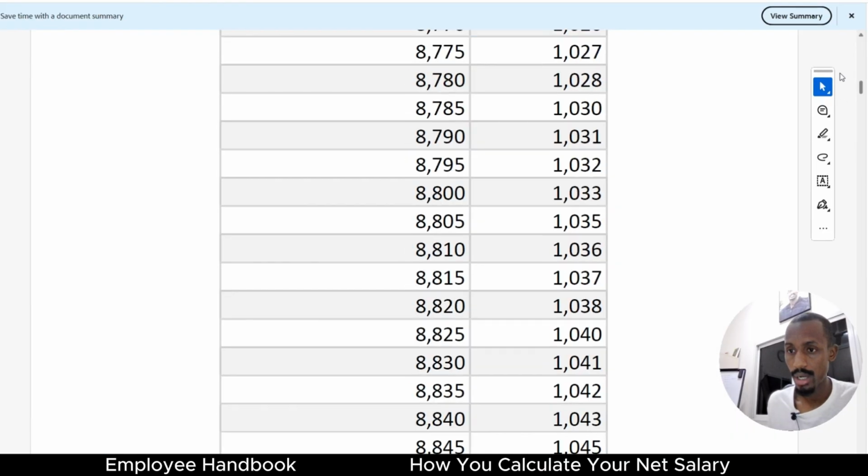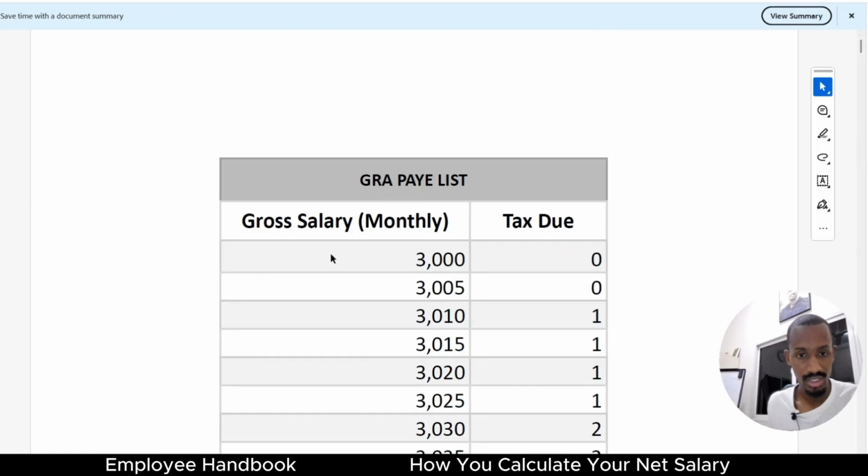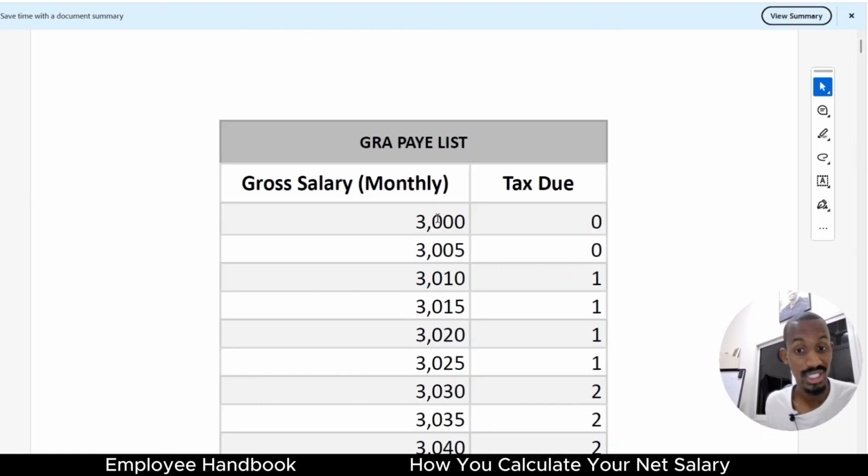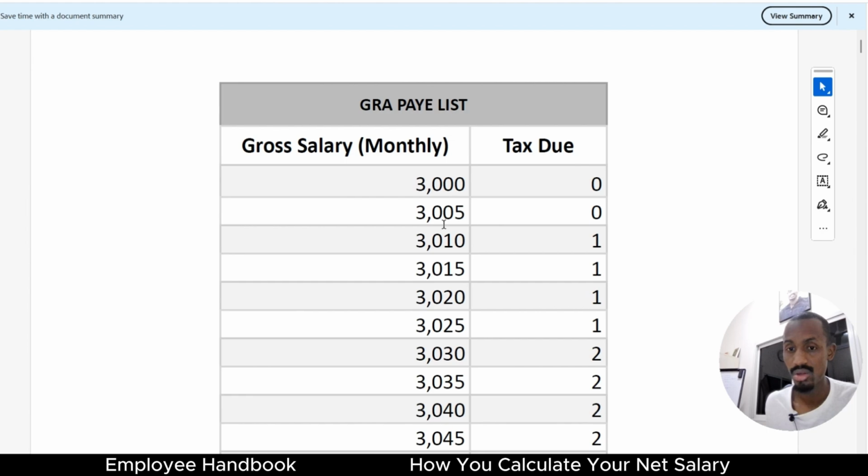In this form, this is your gross salary, monthly. If your gross salary is 3,000, you don't pay anything. You don't pay tax. The tax starts from people whose gross salary is 3,005. The reason why here is zero is probably it is using the nearest whole number. So you start paying tax at 3,010. If you make $3,010 as your gross salary, you pay $1 as your tax.